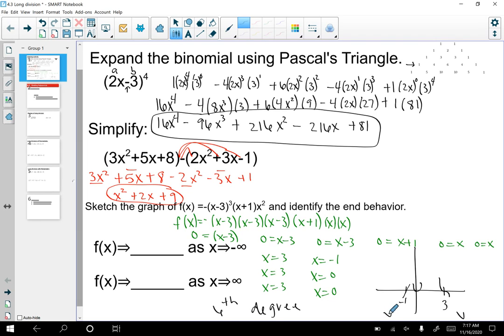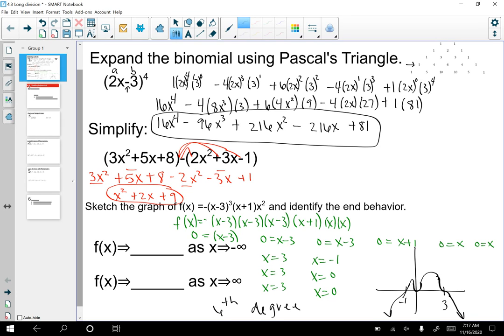Now we can go ahead and connect our dots here. It goes through our repeated zero at 0, and then our inflection point at 3. Now it's kind of ugly, but it looks something like that. But that's enough to analyze our end behavior.